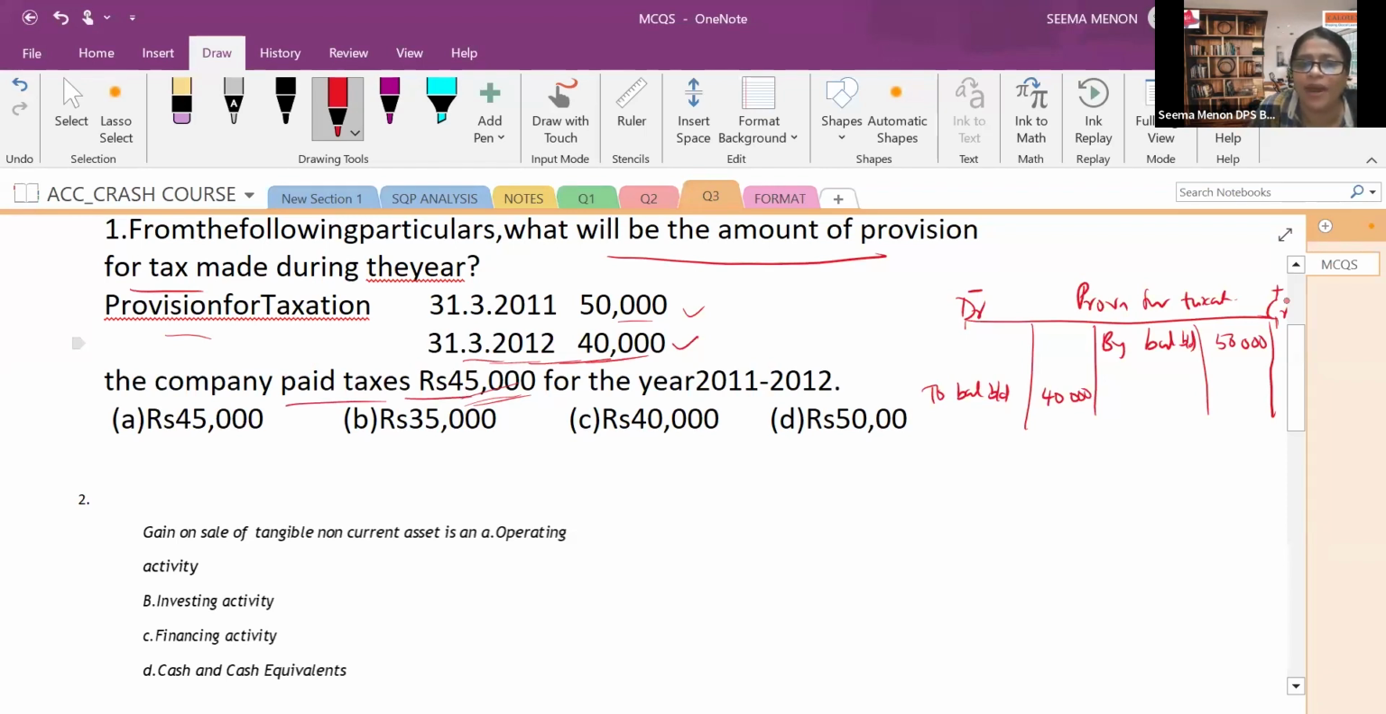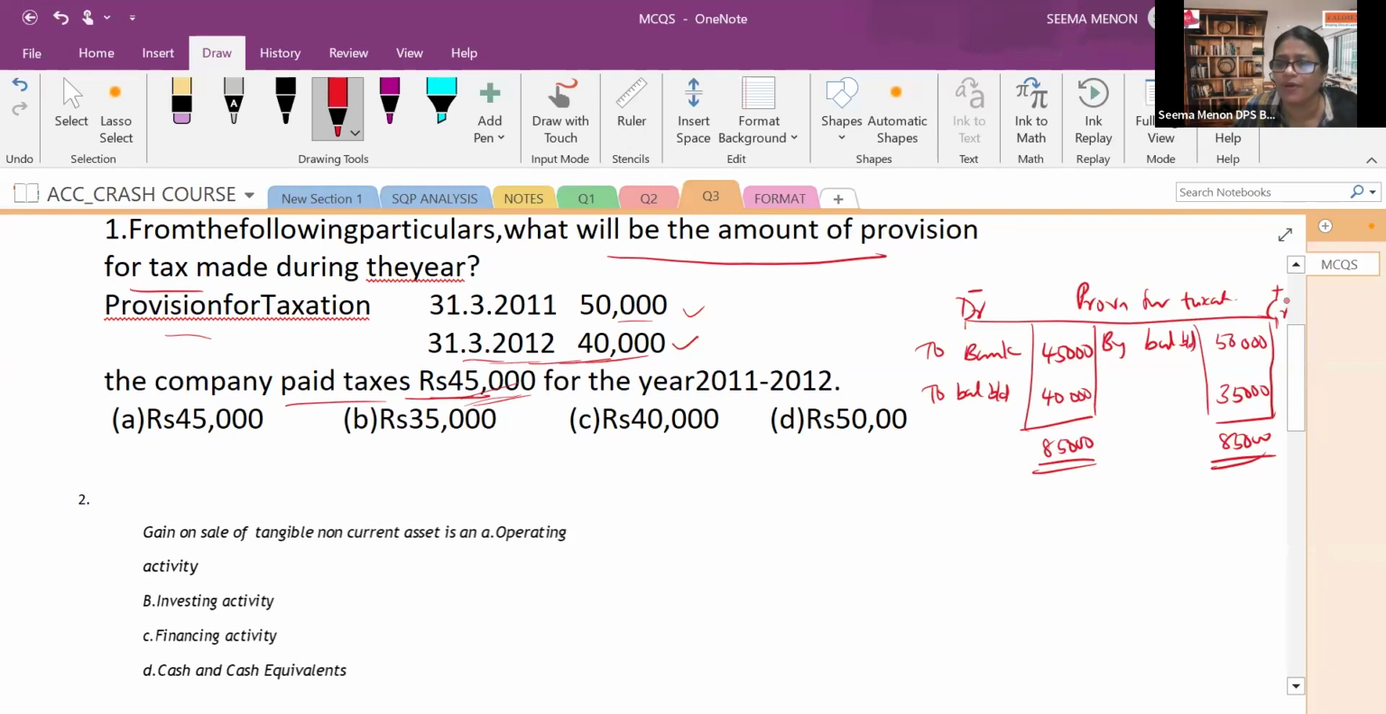Now the company paid tax. Whenever the tax is paid, that means your tax will be reduced. So you will be showing it on the debit side to bank, because the journal entry will be provision for tax. From that, you will subtract the payment. Credit what goes out, cash goes out. So you will write to bank, that is 45,000. Now you have to balance both sides. If you balance it here, it is totaling 85,000. Here also 85,000. Then the difference will be 35,000.